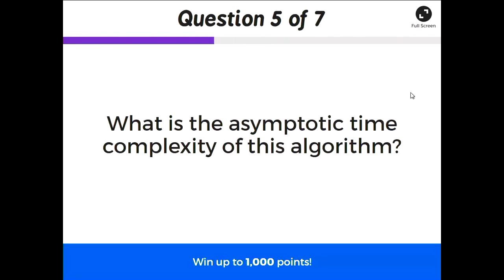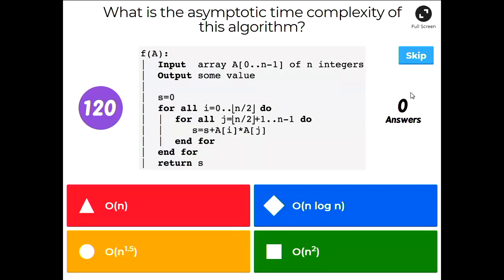What is the asymptotic time complexity of this algorithm? This might be a bit simpler, but still requires you to think about it.